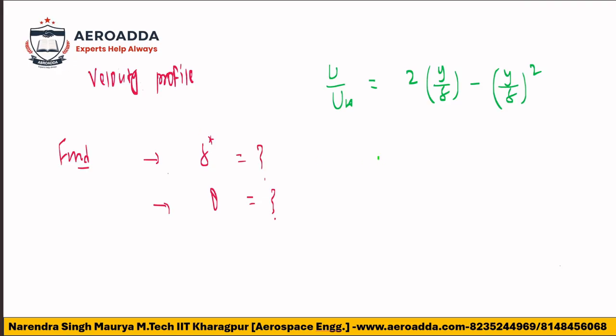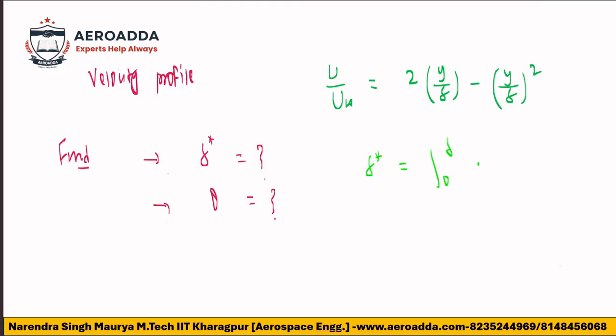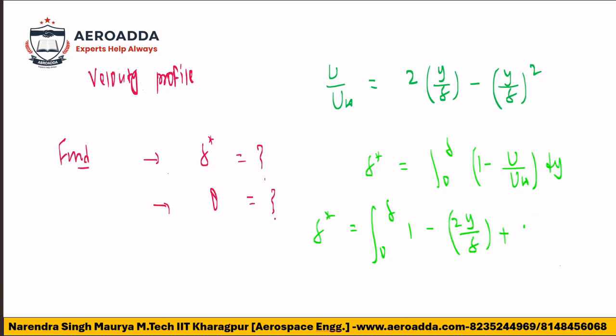If I ask you to calculate delta star, what will be the delta star? See that formula I have given. Delta star is nothing but integral 0 to delta of 1 minus u by U infinity, into dy. What you will do? Keep 0 to delta, 1 minus 2y by delta plus y by delta squared, and just integrate with respect to y, which gives delta star, the displacement thickness. Easily you can calculate.